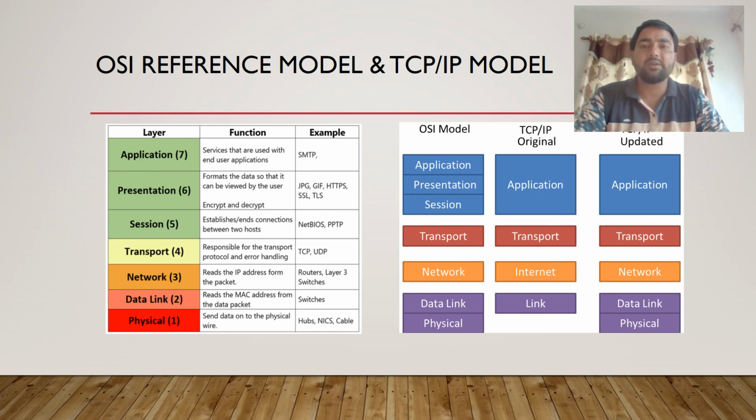Then comes the TCP/IP model, which is a more simplified and enhanced model based on the OSI reference model, and this is the model in which the three layers of the OSI reference model, that is application layer, presentation layer, and session layer, are combined into a single layer that is called the application layer. The rest of the functioning and the processes are the same in the TCP/IP model.